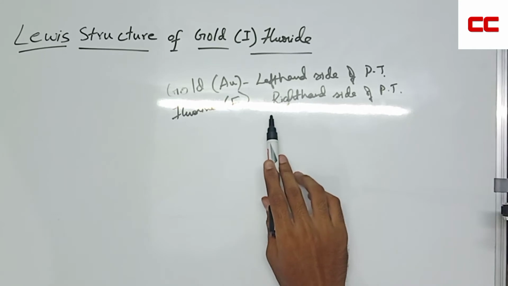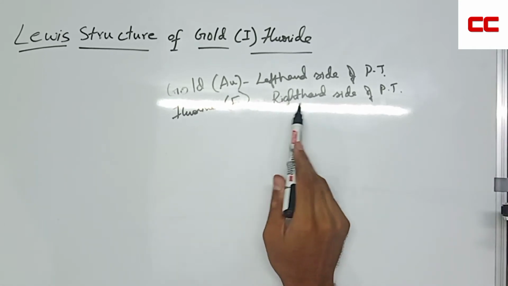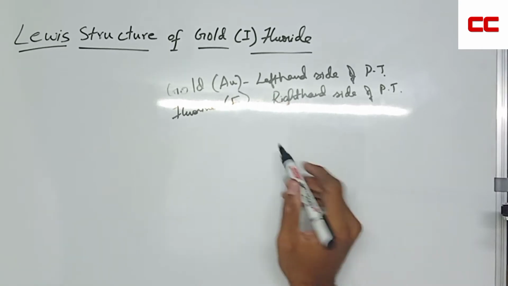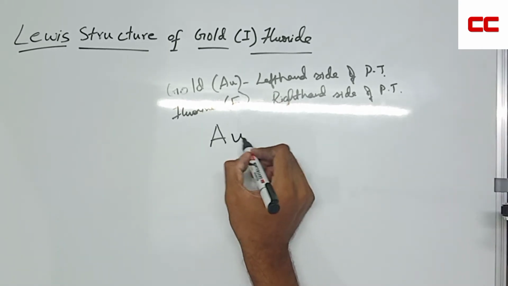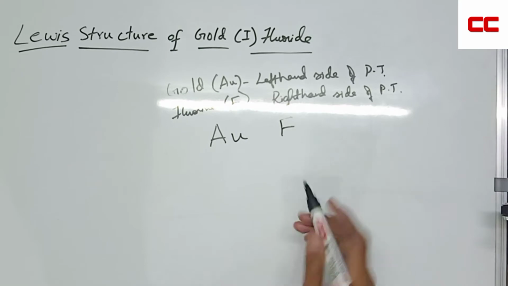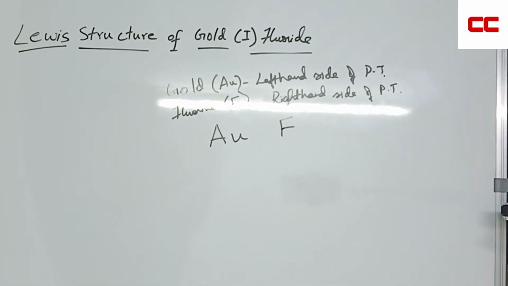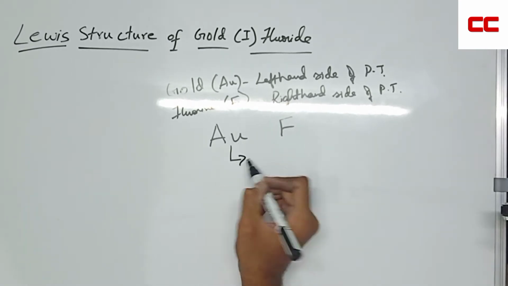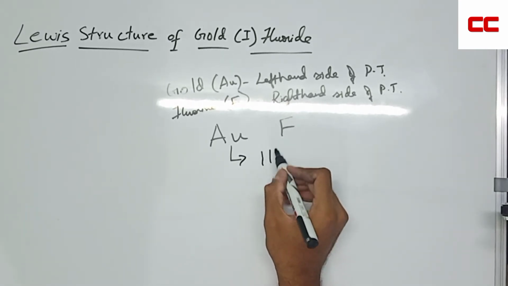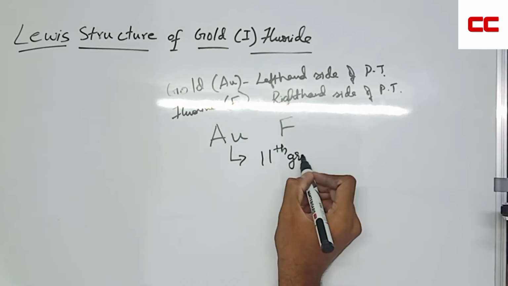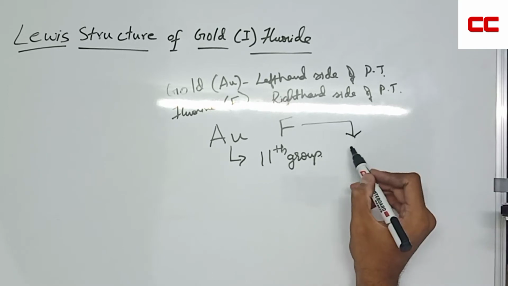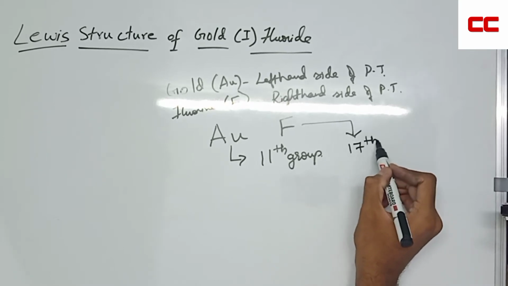Fluorine, which is denoted by F, is on the right hand side of the periodic table, and gold is on the left hand side. So till now it is clear for you. The next thing you have to remember, before drawing the Lewis structure of gold 1 fluoride, is from which group does gold come? It comes from the 11th group. And from which group does fluorine come? It comes from the 17th group.